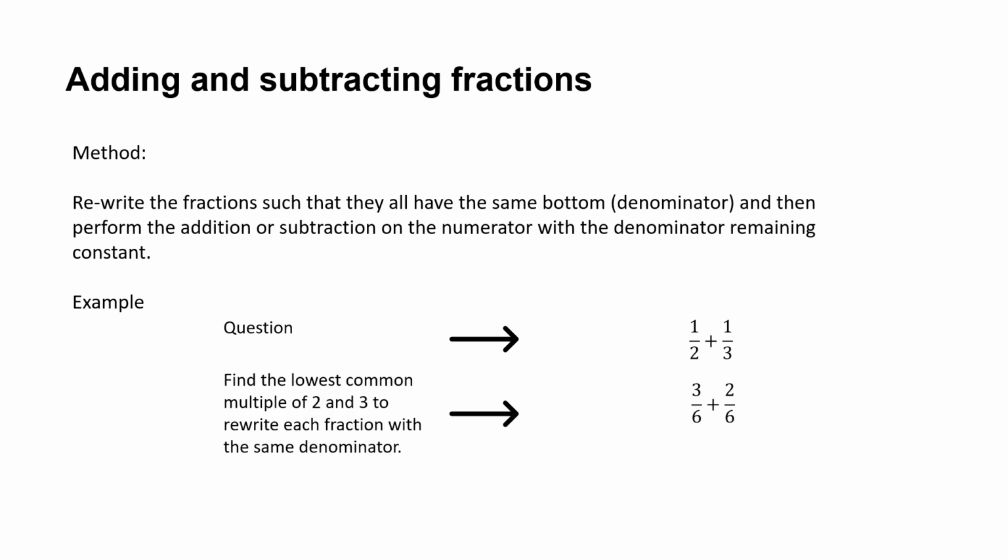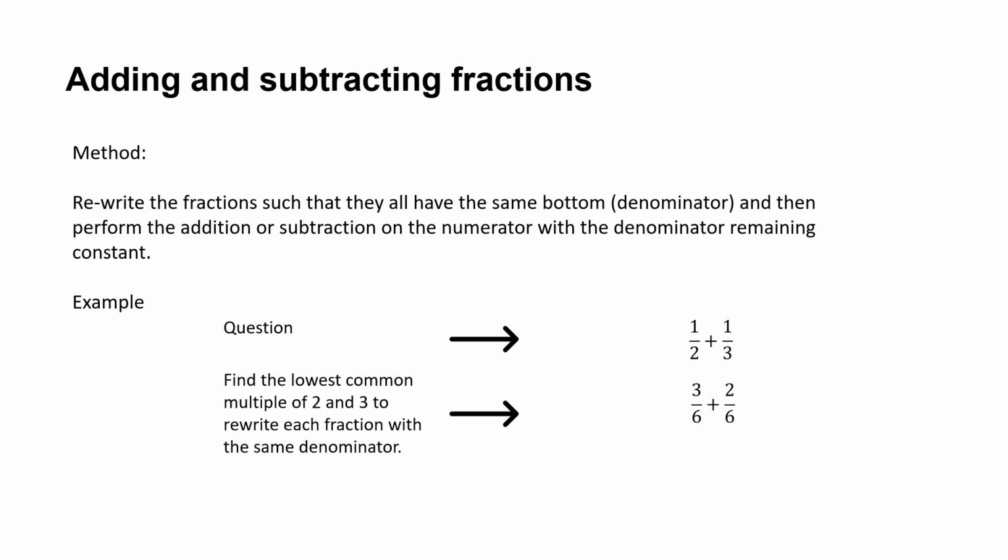Well, what we need to do is find the lowest common multiple of 2 and 3. So the 2 and the 3 are the denominators of this question. And then rewrite each fraction with the same denominator. So 2 and 3, the lowest common multiple is 6. So we need to rewrite these two fractions as something over 6 plus something over 6.